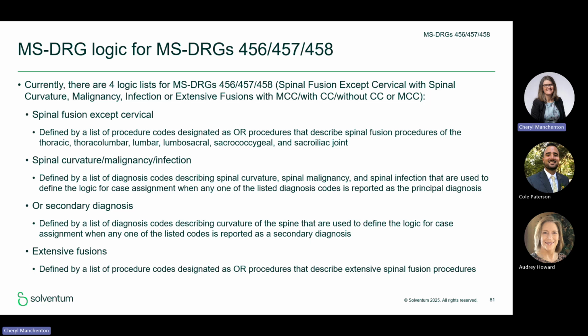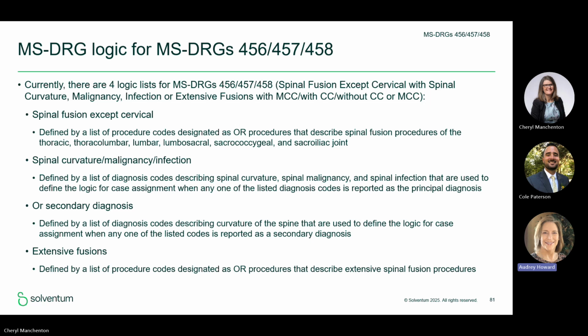And here's our next change. Now we're moving on to the spinal fusions, and now we're in MDC 8 for the ortho MS-DRGs. This slide is kind of summarizing the MS-DRG logic to be able to qualify for MS-DRGs 456 through 458. And that's those MS-DRGs for spinal fusion, except cervical, with spinal curvature, malignancy, infection, or extensive fusions.